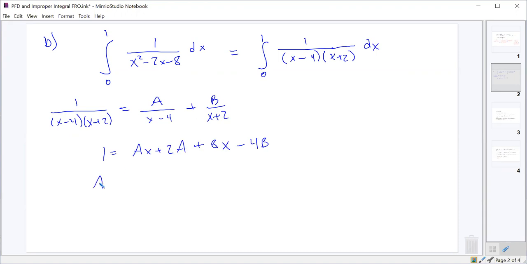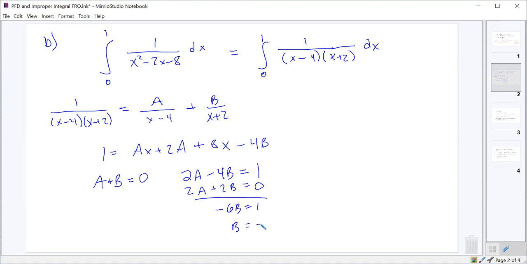And we've got a plus b x's should be 0, and we've got 2a minus 4b has got to equal 1. And so we'll just go through and solve that. We can make this 2a plus 2b equals 0. And then we can subtract, giving us -6b equals 1, or b is -1/6. And if b is -1/6, then a ought to be +1/6. Everybody good so far with the partial fraction decomposition there?